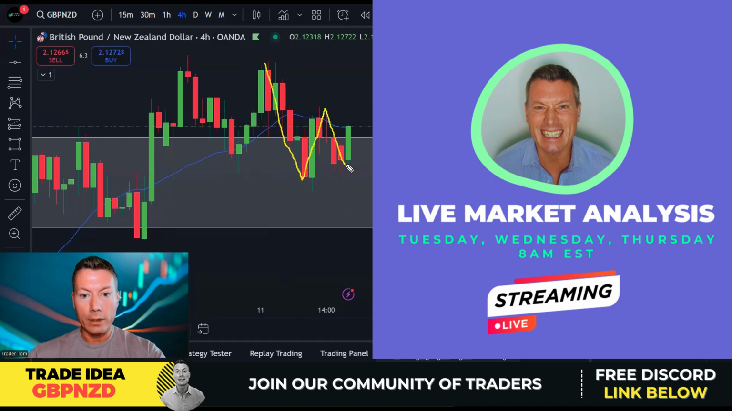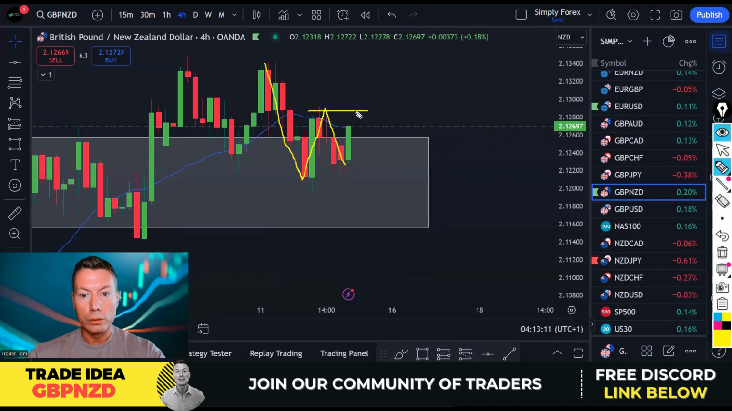And again, if this level holds and we get a nice bearish reaction, then pound New Zealand dollar could be the trade. However, if price breaks this level, then I will get out of this trade and I was wrong. But currently pound New Zealand dollar is telling me to sell it. We'll see how this H4 candle finishes.